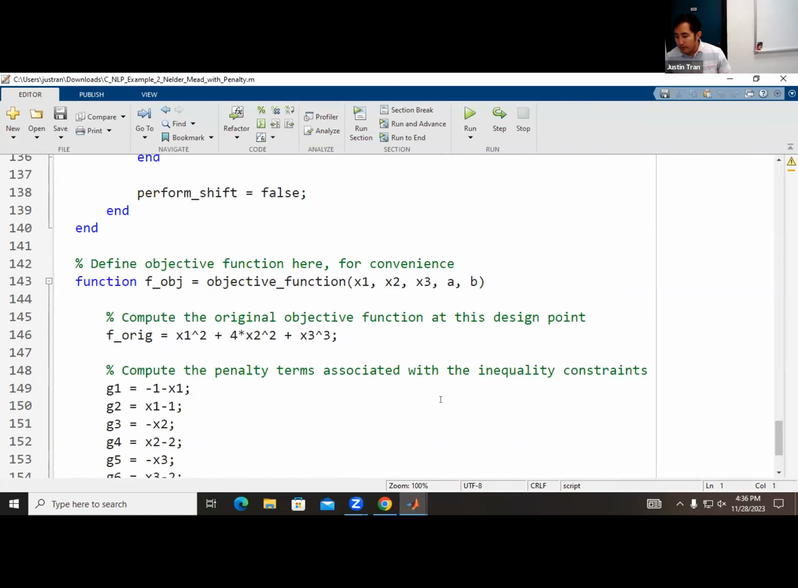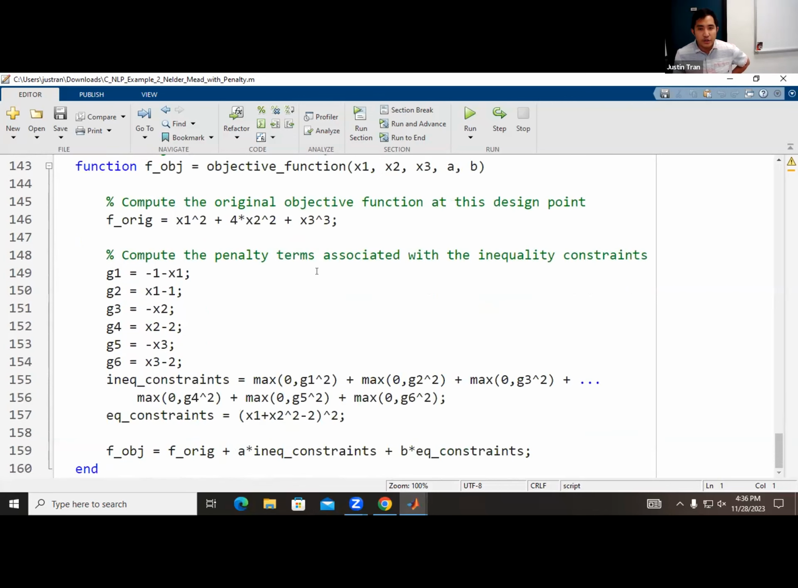And so you can see here that I've basically written this code to compute the objective function in a separate function down here. Our function here is a lot more complicated than it usually is, right? On the one hand, this f original here is our original objective function at this design point. We have x1, x2, x3, those are our design variables. And so our f original is going to be x1 squared plus 4x2 squared plus x3 squared. So that's the original objective function.